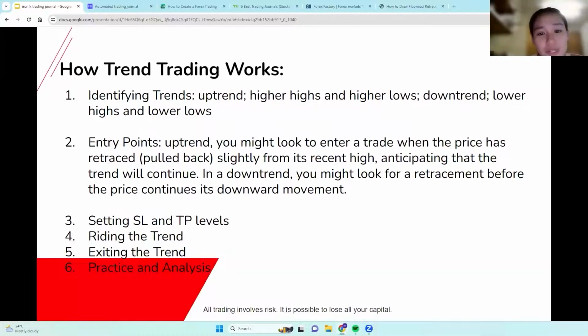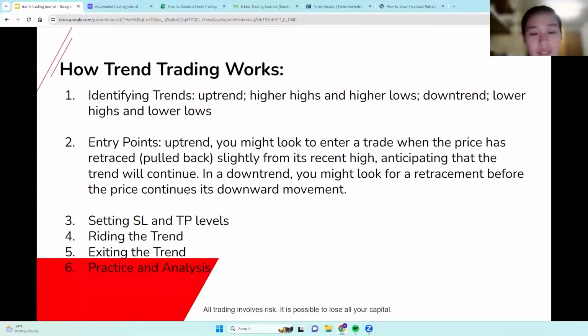Okay, so entry points. Once you have identified a trend, the next step is to find an entry point. In an uptrend, you might look to enter a trade when the price has retraced or pulled back slightly from its recent high. Basically, you're anticipating that the trend will continue. But in a downtrend, you might look for a retracement before the price continues its downward movement.